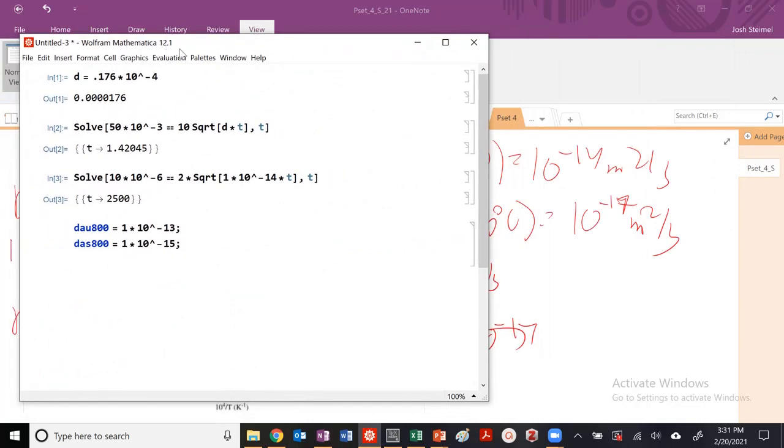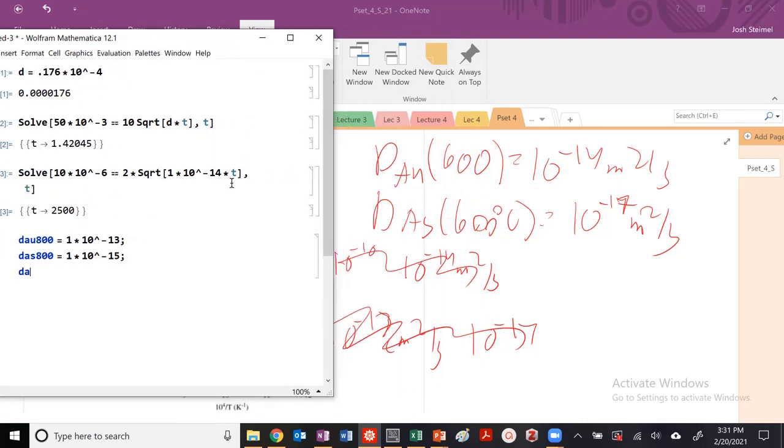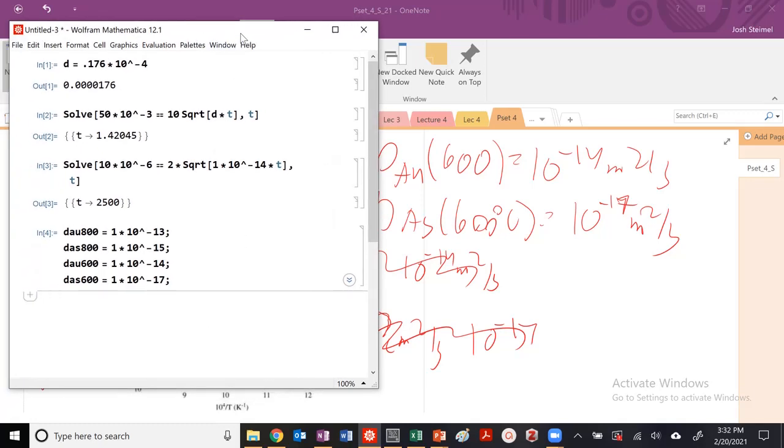So, let's do a little bit more so I can see what material I'm looking at. D_AU at 600 equals 1 times 10 to the minus 14. D_AS at 600 equals 1 times 10 to the minus 17. All right, so those are my values, and I know my general equation for that.